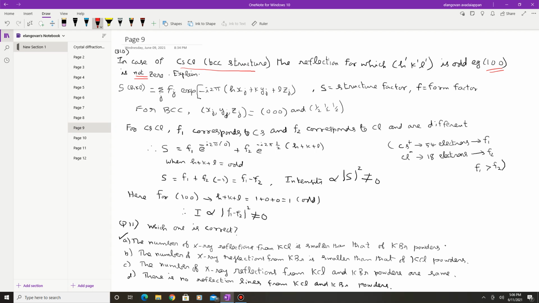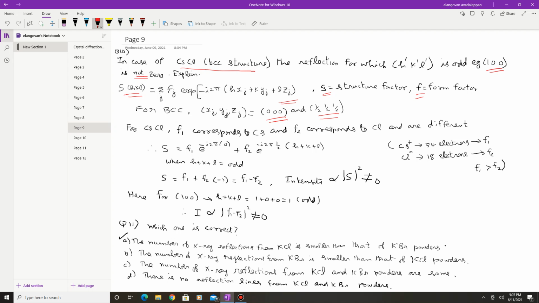So we have already discussed that for a BCC structure, if h plus k plus l is odd, then there won't be any reflection. But in this case, cesium chloride, though this h plus k plus l number is odd, the reflection here is not 0. Now that is because the expression for the structure factor can be expressed like this, that we already discussed. S is the structure factor and F is called the form factor. Now here for BCC, the positions of atoms are one at the corner point, one at the center of the cell. So if we substitute this value, we have 2 terms.